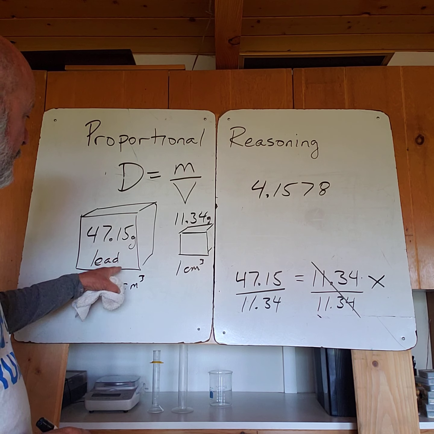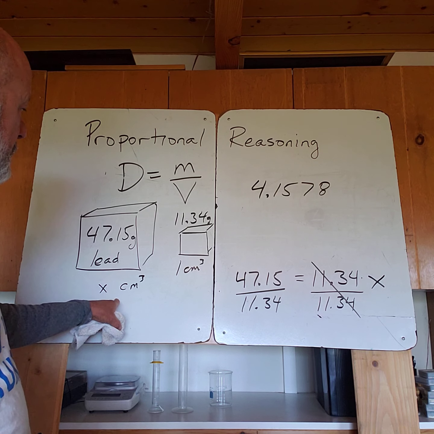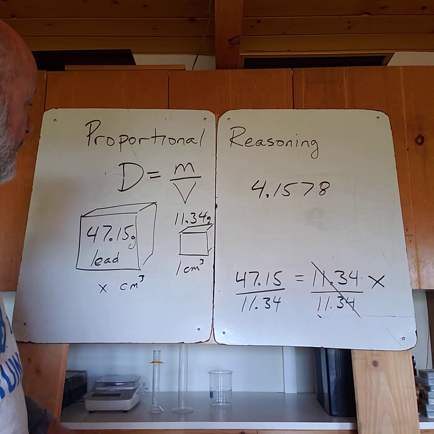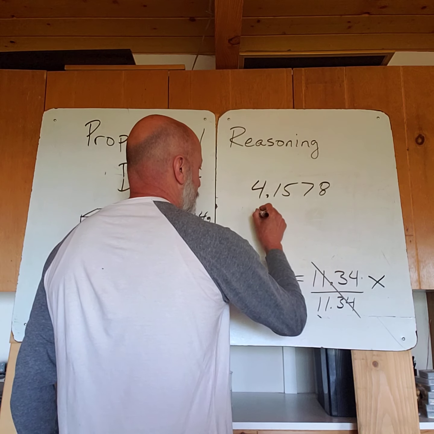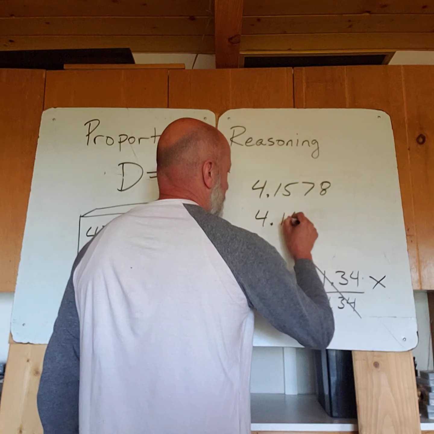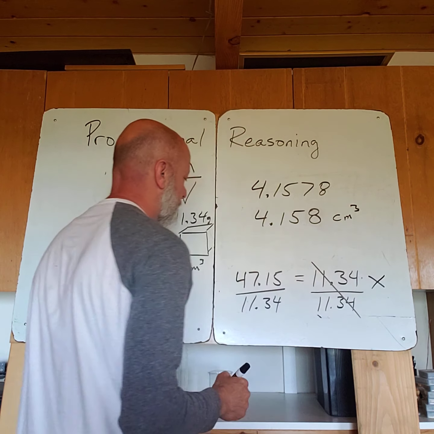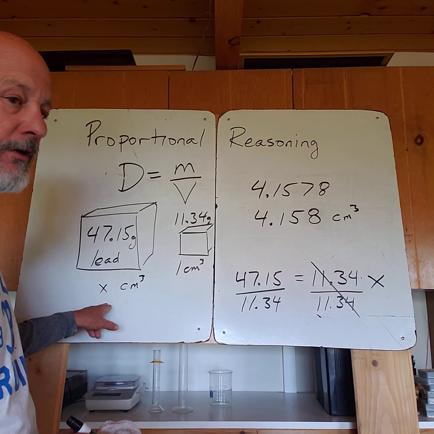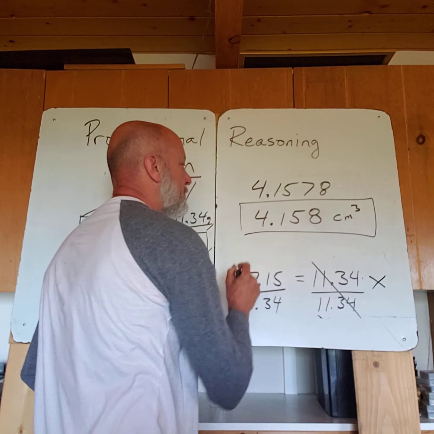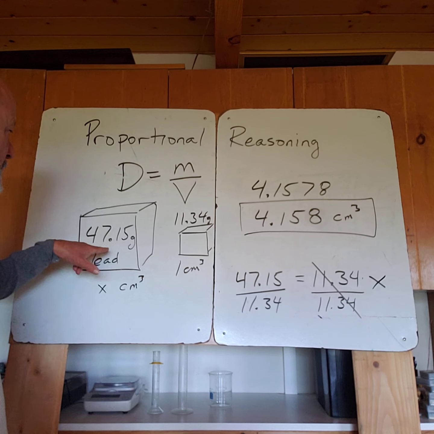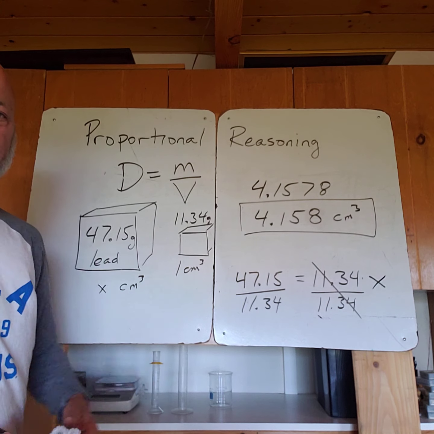I'm given 4 sig figs here, and my 1.00 is also 4 sig figs. Yeah, so I've got 4 sig figs and 4 sig figs. So let's round it to 4: 4.158 cubic centimeters. I have to go back to my proportion and see what my unknown was: cubic centimeters. Does that number make sense? Yeah, it does, because my mass was definitely a lot more than 11.34. So that number looks okay.